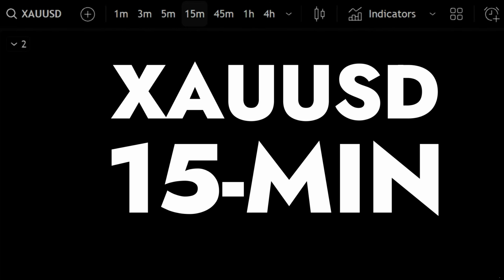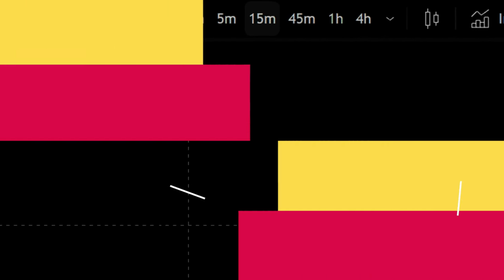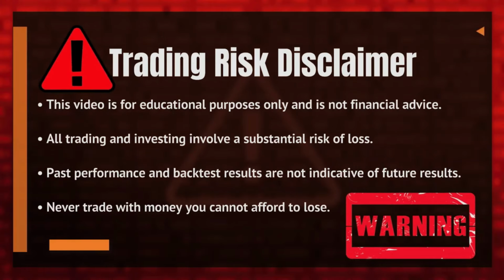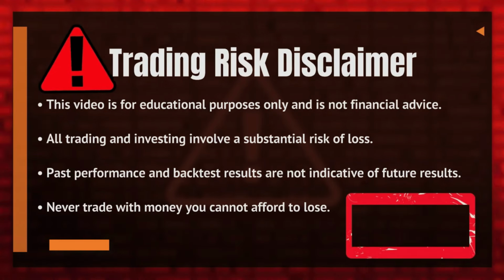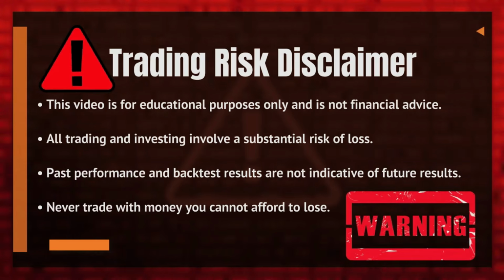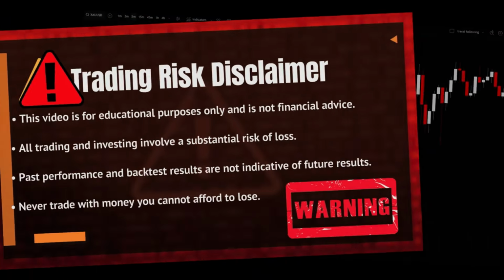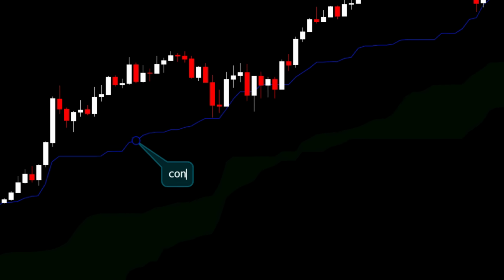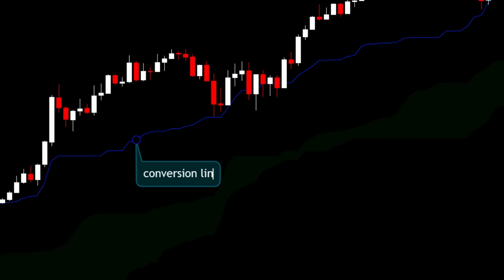Look at this hypothetical 15-minute chart on gold. Let's be crystal clear before we start. This video is purely educational and it's not financial advice. Every example you see is a hypothetical backtest, not live trading. You'll see just the conversion line and the cloud. Simple, clean, and easy to interpret.